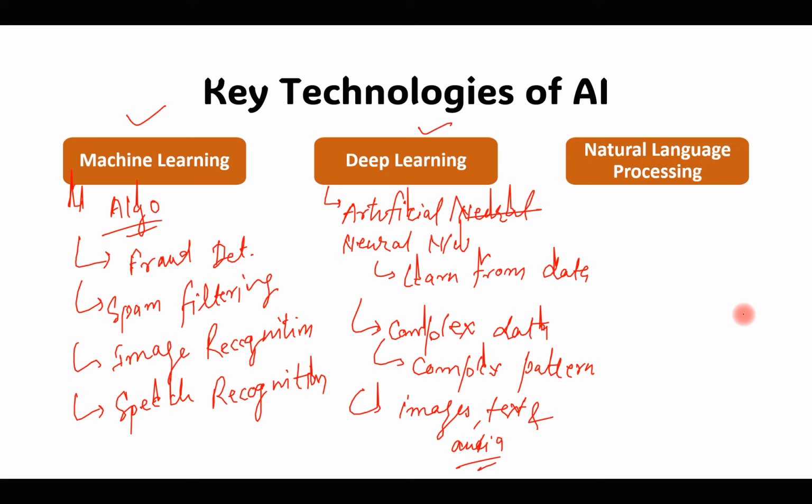What exactly does natural language processing do? NLP is a subfield of AI that deals with the interaction between computers and human languages. Computer language is different, human language is different, but NLP helps us interact between both. The purpose of NLP is to enable computers to understand human language and generate responses that humans can understand. So that's why NLP is very important to interact between computers and humans.